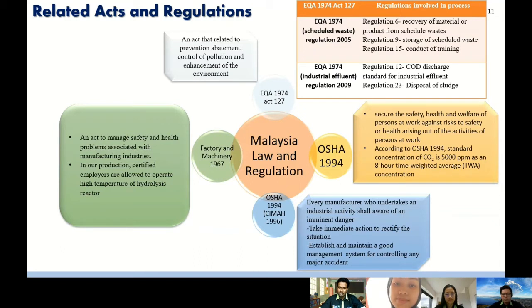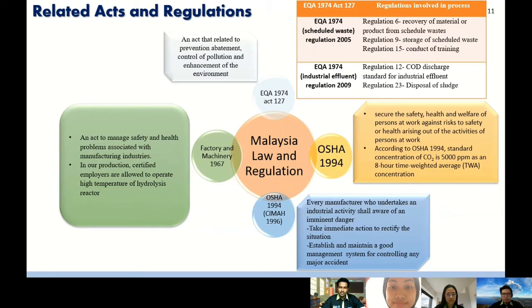Next is OSHA 1994. We need to follow this act because we produce carbon dioxide in our fermentation process. According to OSHA 1994, the standard concentration of CO2 is 5000 ppm as an 8-hour time weighted average concentration. And also CMA 96, which is under OSHA 1994. We need this to establish and maintain a good management system for controlling any major accidents.